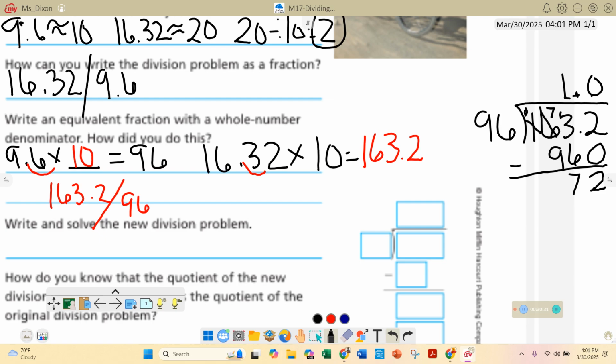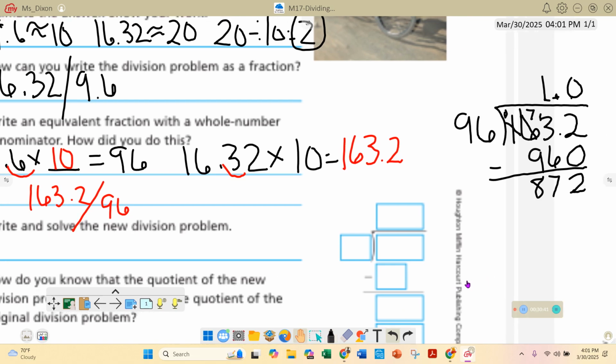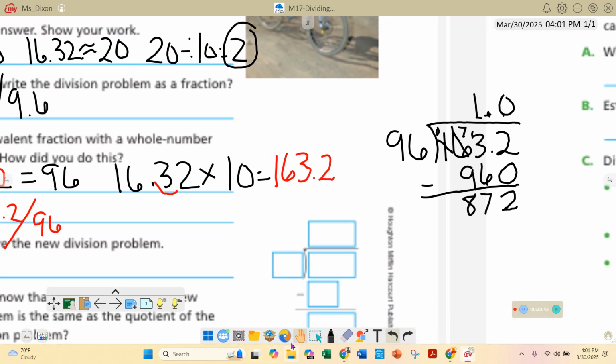17 minus 9 is 8. Can't stop yet because we still have a remainder that is more than our divisor. So we have to take some more out. We can't take out 10. How about 5? So let's try 5.